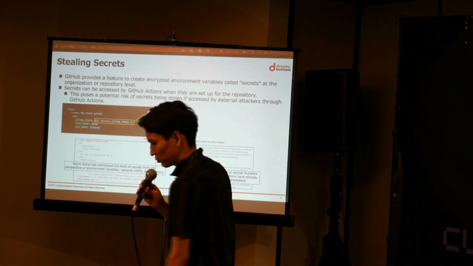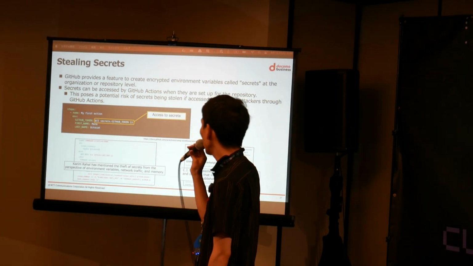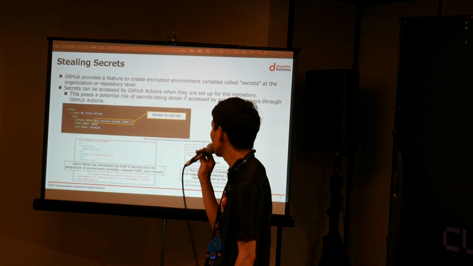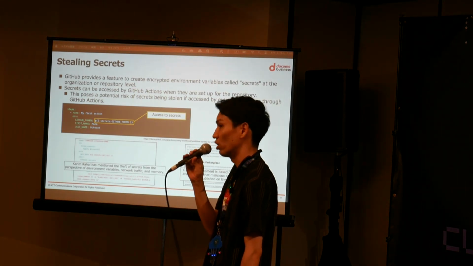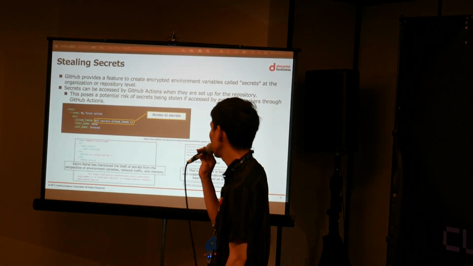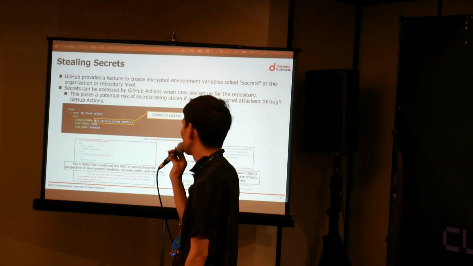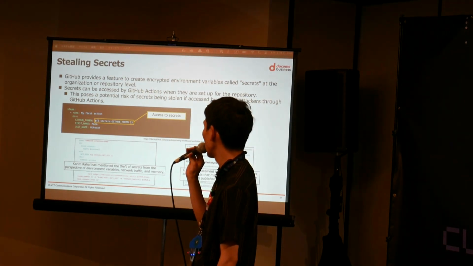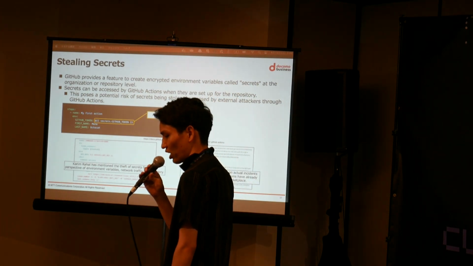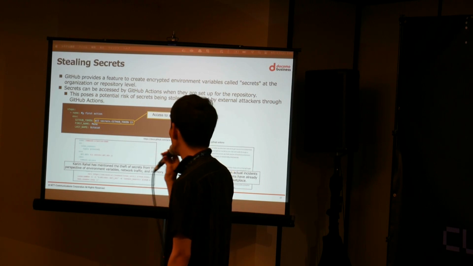Lastly, stealing secrets. GitHub provides a feature to create encrypted environment variables called secrets at the organization or repository level. Secrets can be accessed by GitHub Actions when they are set up for the repository. So this poses a potential risk of secrets being stolen if an attacker can access the secrets through GitHub Actions.